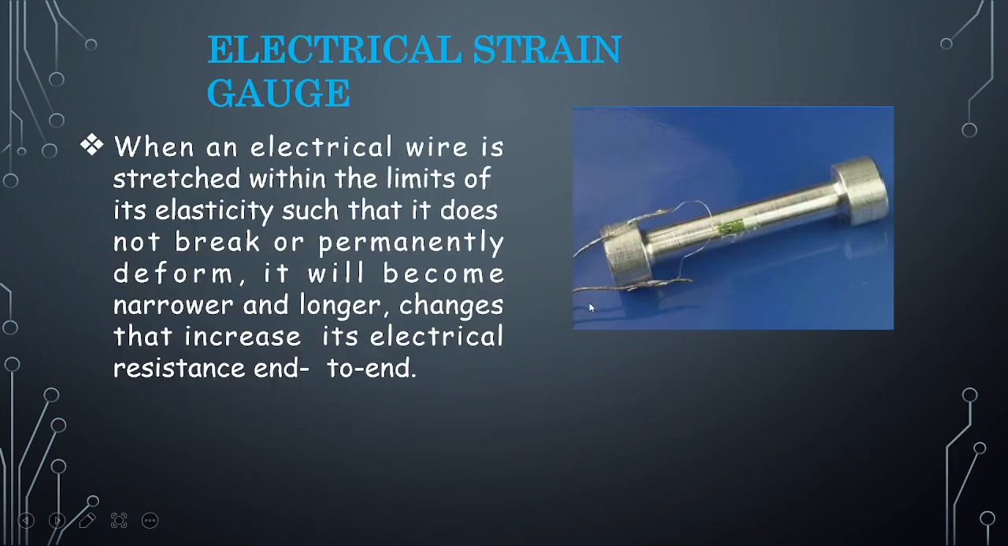Electrical strain gauge. Here the electrical wire plays a major role. This electrical wire will be stretching accordingly, whether it is small or long. It increases from one end to another. When it is increased from one end to another, the resistance will be changing. So this comes under electrical strain gauge.